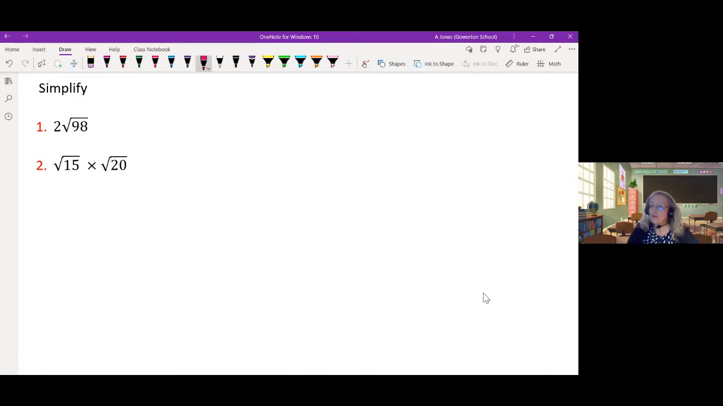So this first one, now I can see that 49 goes into 98. So this is 2 root of 49 multiplied by 2. So this is 2 root of 49 root of 2. And then the root of 49 is 7. So this is 2 multiplied by 7 root of 2, which is 14 root 2.